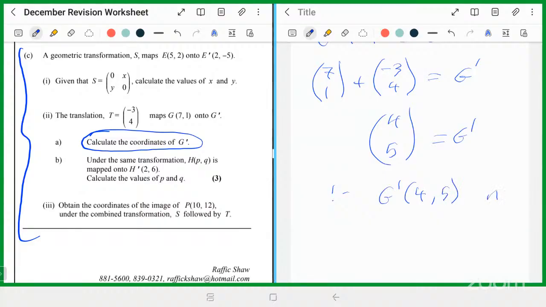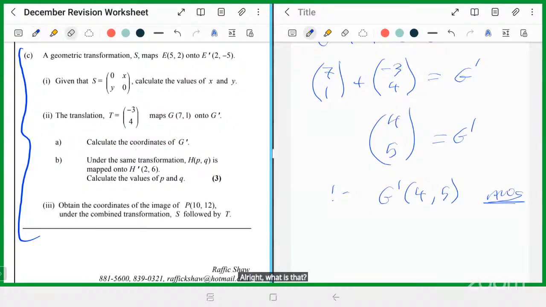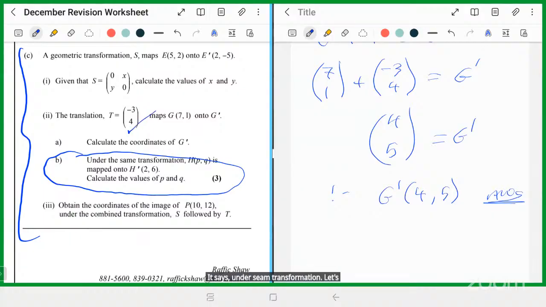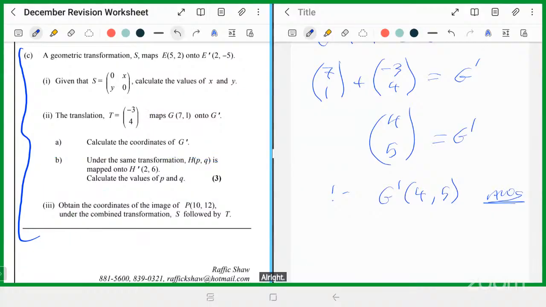So that is the answer there. Alright, that is that. The next part now says: under the same transformation, this is mapped onto this. Calculate the values. So we can set it up.